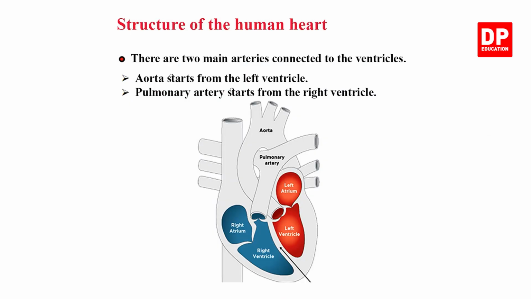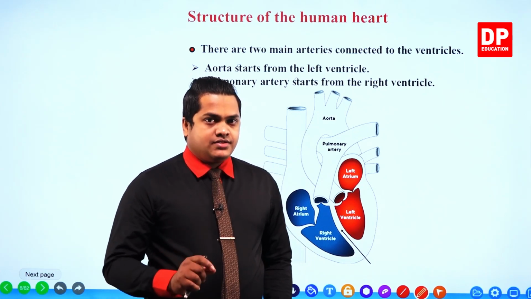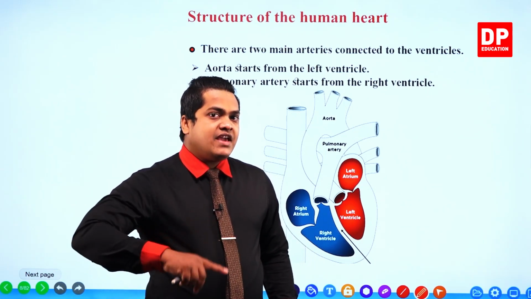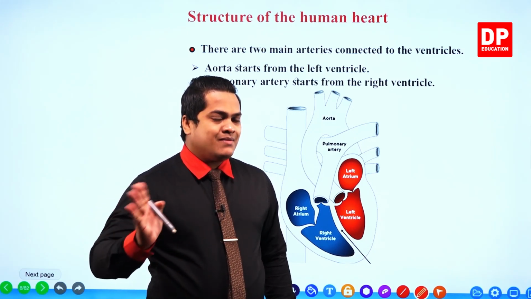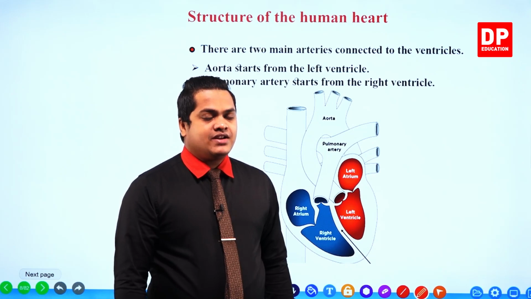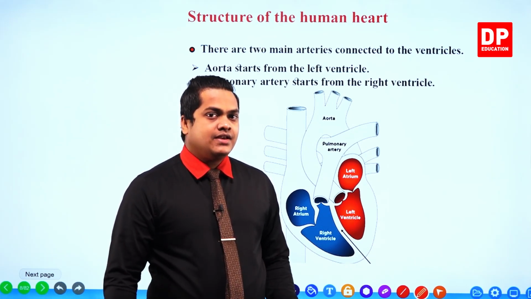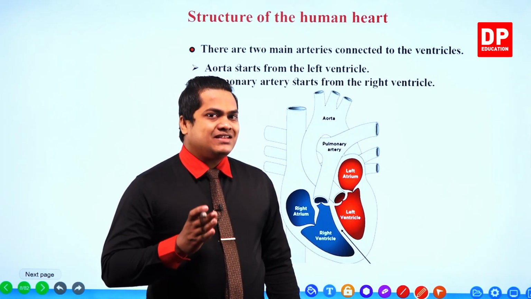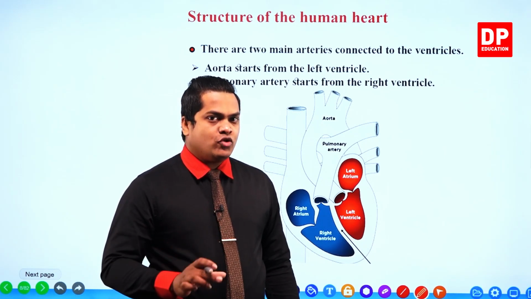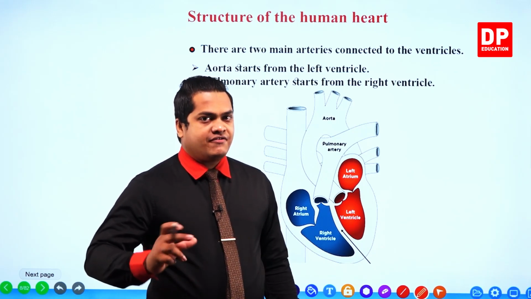There are 2 main arteries connected to the ventricles. Arteries are the ones that carry blood away from the heart. Blood is taken away from the heart by arteries. We'll be learning about the arteries once again in detail when we come to arteries, capillaries and veins. Up to now, you remember, arteries are the special kinds of tubes that carry blood away from the heart.